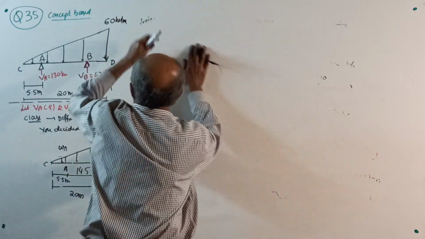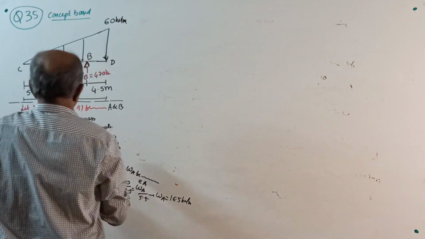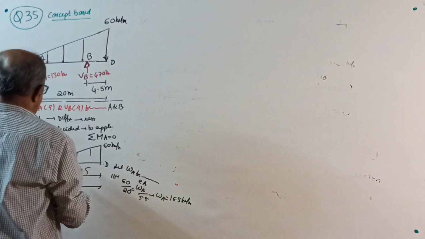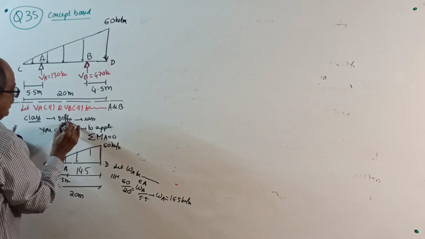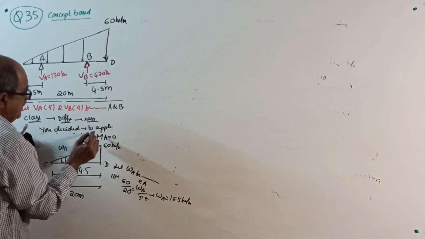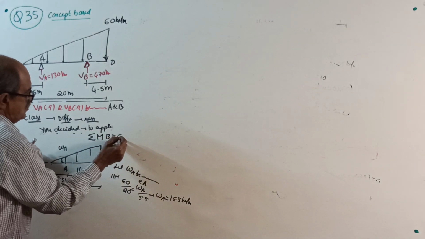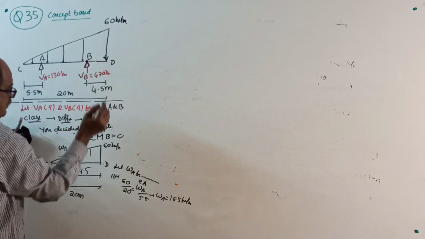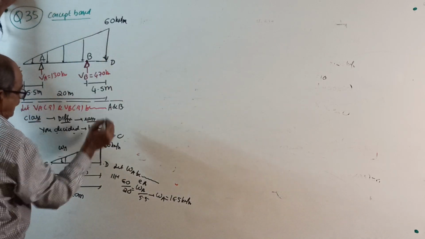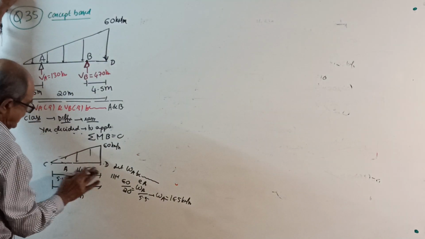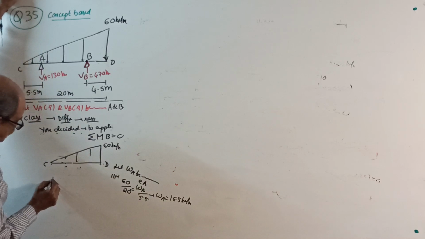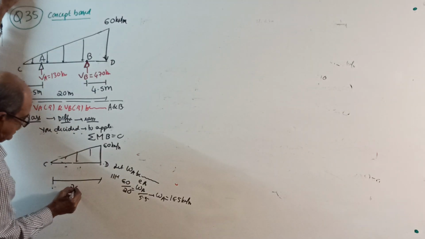Okay, see now. Difficult you are doing, then easy. We decided sigma M about B equal to 0. Okay, we decided to take moment about B. In that case, put the sketch once again. This total length is 20 meter.